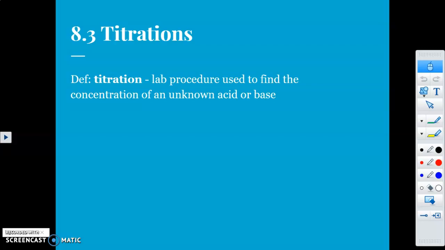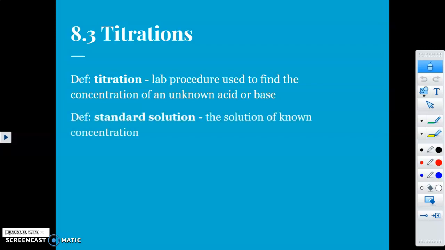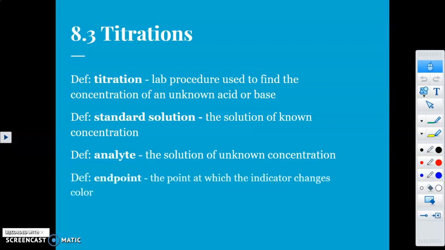Titrations are done in order to find the concentration of an unknown acid or base using a standard solution. The standard solution is the solution of known concentration. So in a titration, you react an acid plus a base, and you have to know the concentration of one of them, and using the concentration and volume, you can find the concentration of the unknown solution, which is called the analyte. The analyte is the solution of which you don't know the concentration. You're going to titrate to something called an endpoint.